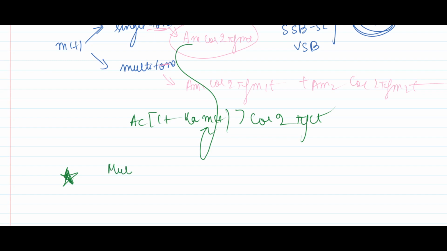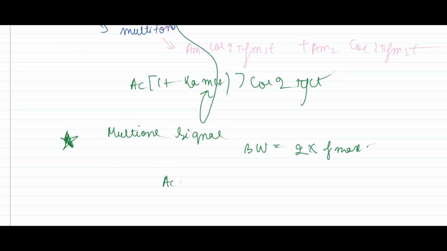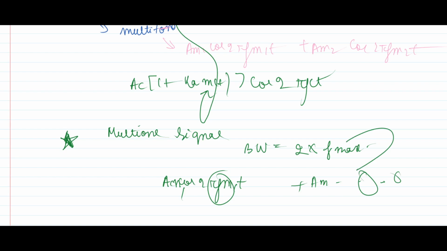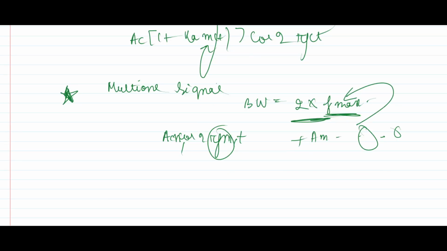For a multitone signal, how will you find the bandwidth? Bandwidth is given as 2 times the maximum frequency, fmax. So how do we find fmax? If you have a signal with components Am1 cos 2 pi fm1 t plus Am2 cos 2 pi fm2 t, fm3 t, it has various frequency components. So you will take the maximum out of it and multiply it by 2. That would be the bandwidth of your signal. The next important concept is the concept of power of a signal.